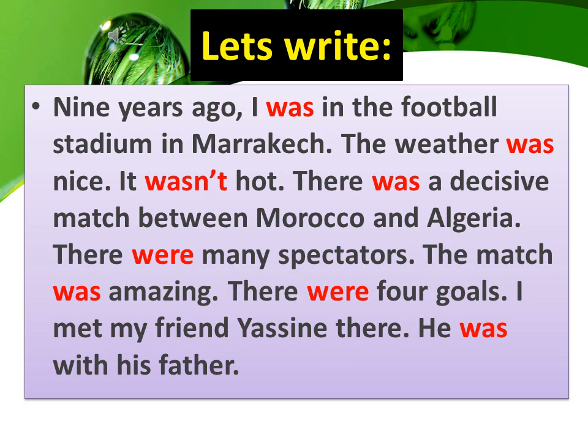Okay, now let's practice writing and using the simple past of the verb to be. Let's write about something that you have experienced in the past. 9 years ago I was in the football stadium in Marrakesh. The weather was nice. It wasn't hot. There was a decisive match between Morocco and Algeria. There were many spectators. The match was amazing. There were 4 goals. I met my friend Yasin there. He was with his father. This is a short paragraph that describes an event that happened in the past.